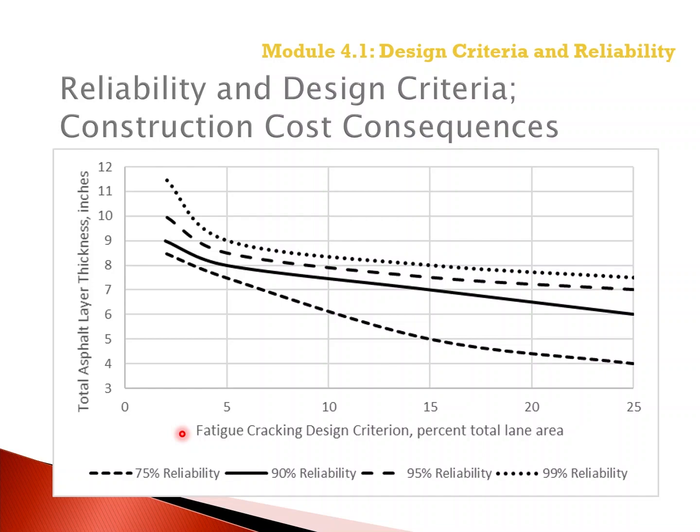And the agency, in setting these minimum or suggested input values on reliability and design criteria, should consider the consequences and or the construction cost that will be required to build these pavements that are considered acceptable through the Pavement ME design software.